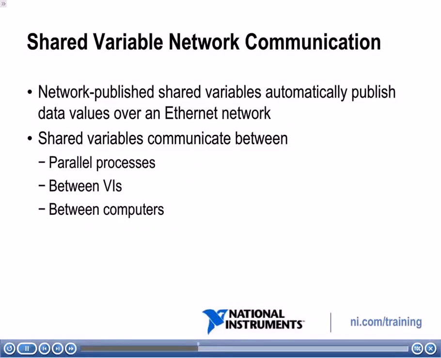One method you can use for network communication is network published shared variables. Shared variables in general allow you to communicate between multiple processes, also between multiple VIs. And if you're using a network published shared variable, you can use it to communicate between multiple computers or devices over the network.